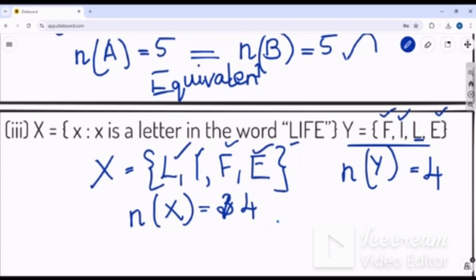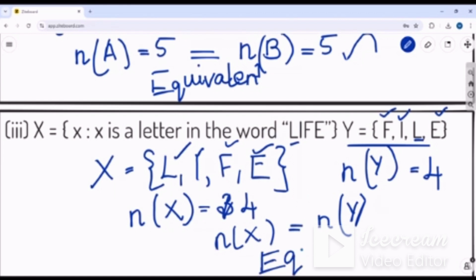So again we find two conditions, n of X equal to n of Y. So they are equivalent sets, and now since we have the same elements, they are again equal sets too. So this set is an equal set because it contains the same number of elements and the same elements; they are equal sets.